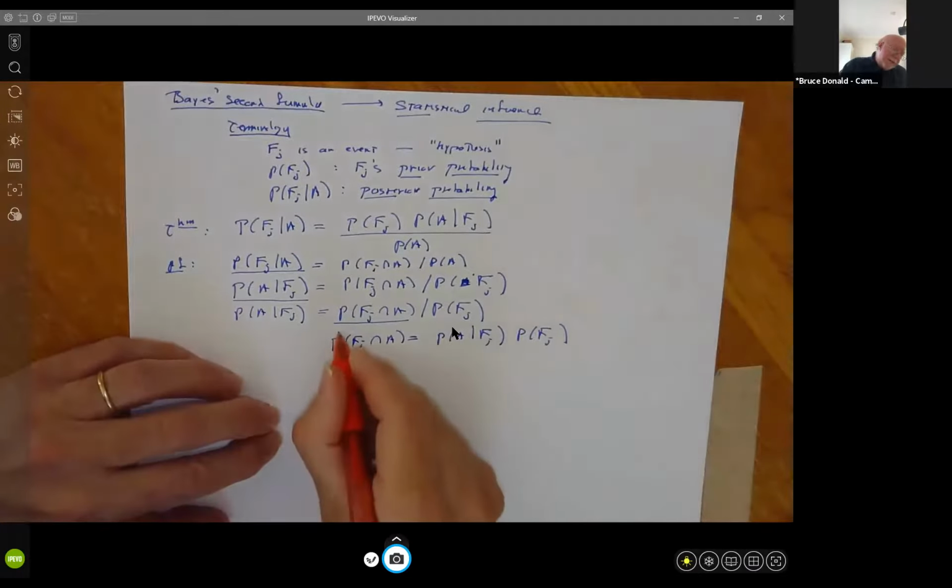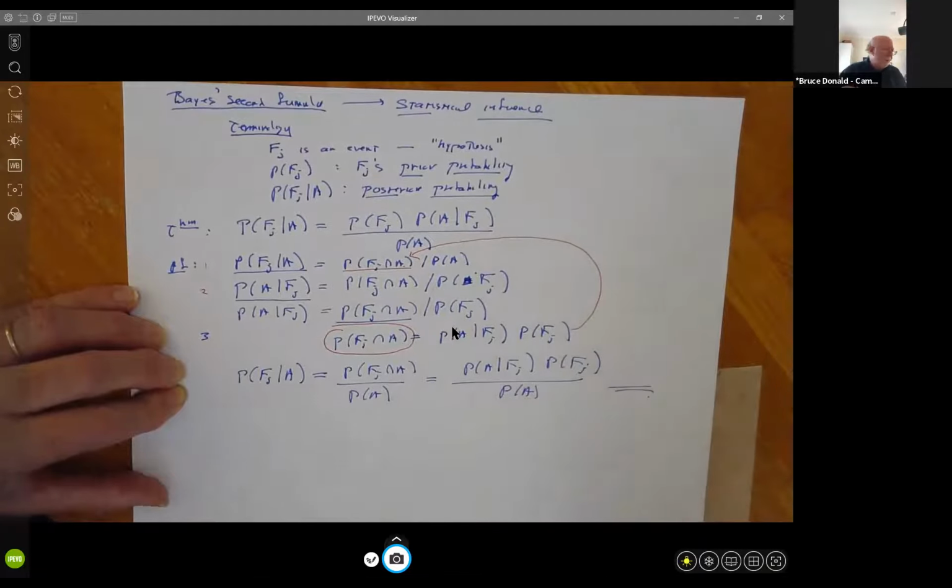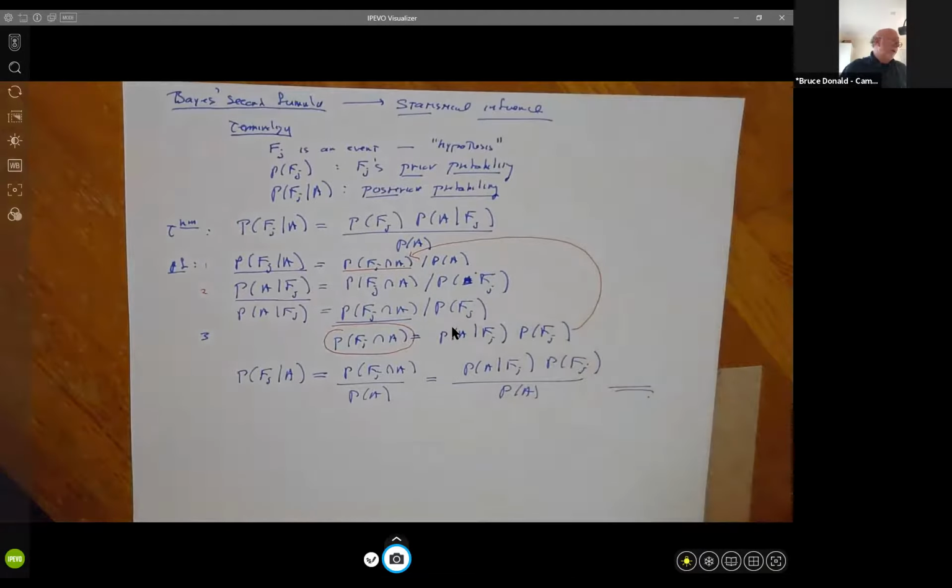The probability of Fj given A is equal to, let's write it out, the probability of Fj intersect A over the probability of A. After our substitution, this is equal to the probability of A given Fj times the probability of Fj, over the probability of A. And we're done. So just a little algebra to prove this. So Bayes' formula, Bayes' theorem, follows directly from just the definition of conditional probability and a little bit of algebra.